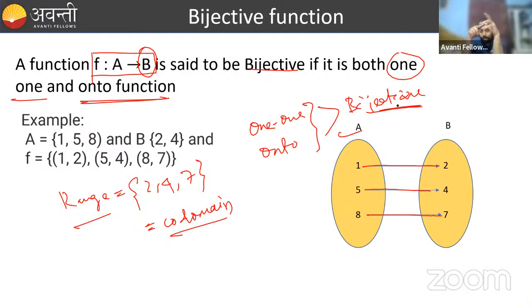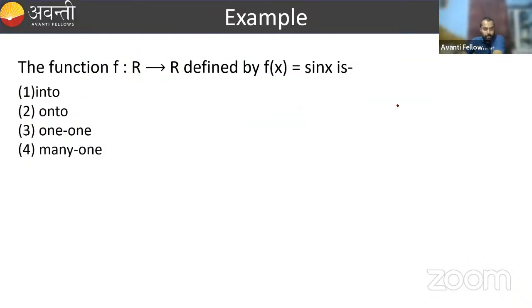So already we have covered what is a one-one function, a many-one function, and a bijective function. Now into, which is not onto. A function which is not onto is into. Example here: sin x. Is it one-one, onto, or many-one?